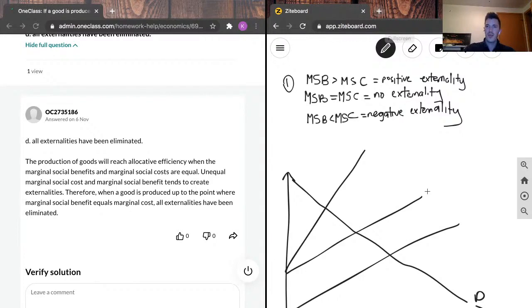So I believe this would be the private marginal cost. Oh, I forgot to denote Q, quantity on the x-axis, P for price on the y-axis. And this would account for our externality.